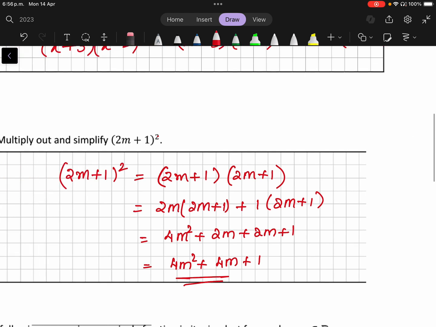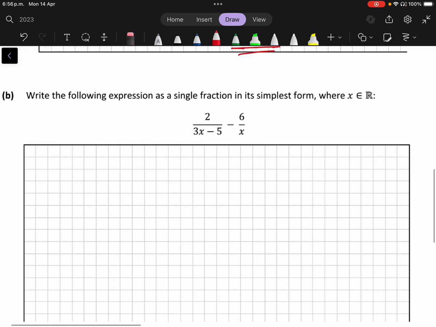Now the third question which I have here is: write the following expression as a single fraction in its simplest form. Okay, it's a very easy question. Again, it's like a junior cycle question. Maybe this had come into the 2022 deferred paper, maybe because of that they gave such a simple question, but whatever it is, let us learn this.